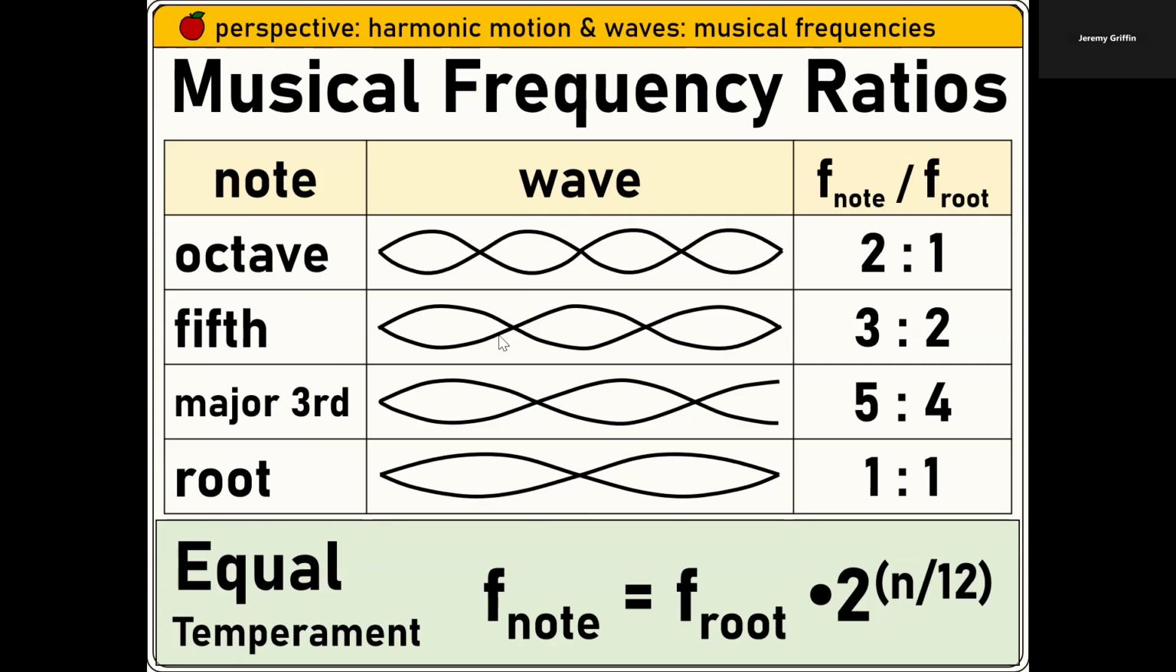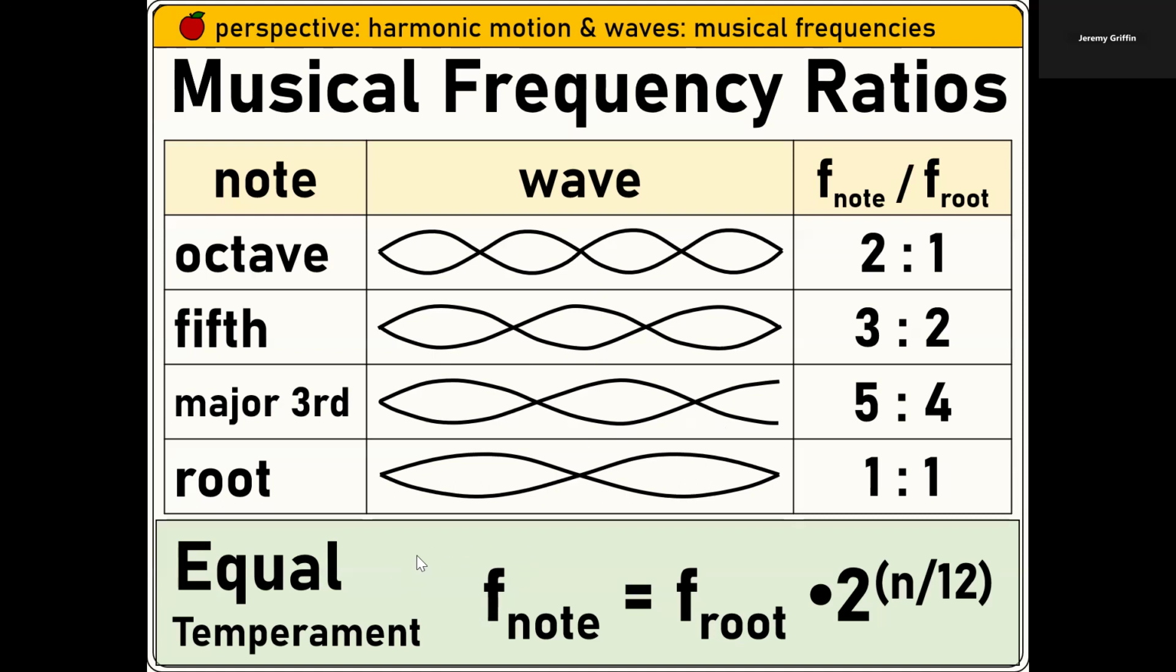If you have a 3-to-2 ratio, that's the perfect fifth. If you have a 5-to-4 ratio, that ends up giving you a major third. If you play all these together, you create a major chord. Of course there's a bunch of other ratios too. I'm just showing some of the main ones for a major chord.